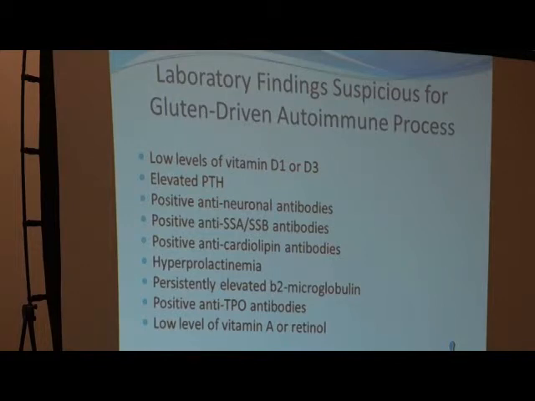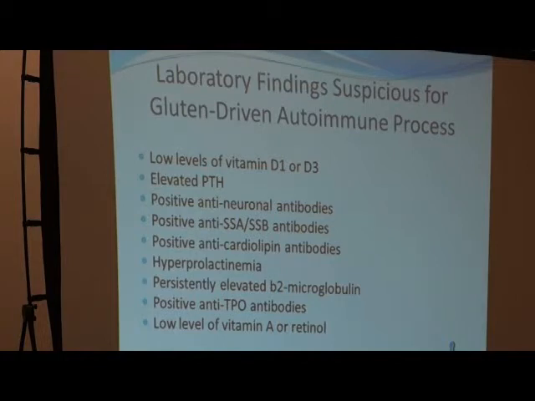If we see that patients have a low level of vitamin D1 or D3, our suspicion goes up. If we see elevation of parathyroid hormone levels, our suspicion goes up as well. And then there are some exotic tests, for example, anti-neuronal antibodies, which we see in patients with peripheral neuropathy. SSA, SSB, these are antibodies which we see in patients with Sjogren syndrome, and so on and so on.